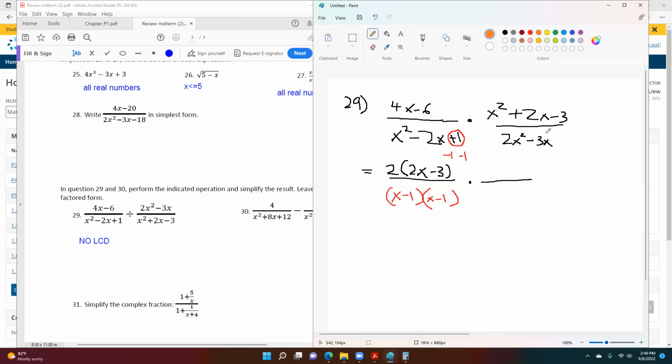Same thing happens in the top one on the second fraction here. This is a standard form and there's no GCF. And this is also an easy factor because there's a 1 in front, or no number in front. So you just need to figure out, can someone tell me what times what is 3? 1 times 3, right? It's a -3.